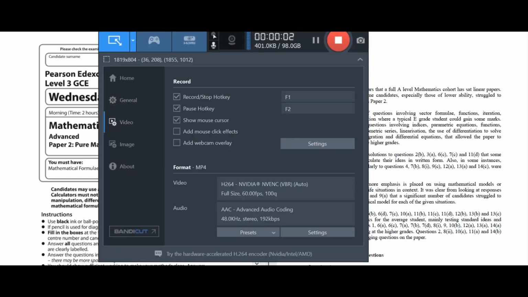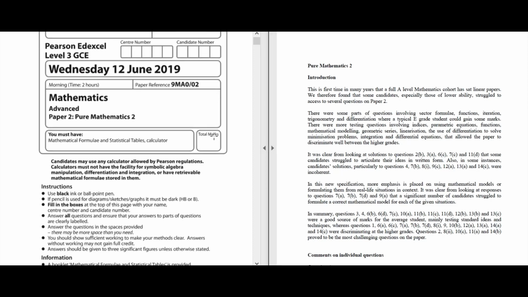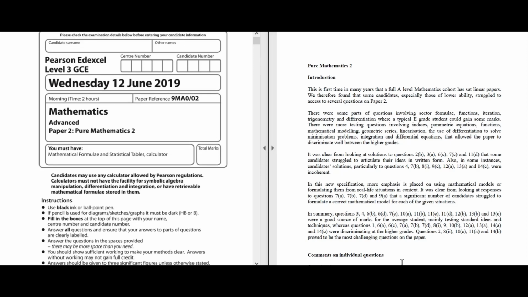Okay, so now in terms of the examiner report, let's read what's been said. This is the first time in many years that a full A-Level Maths cohort has had linear papers. Some candidates, those of lower ability, struggle to access a lot of questions. You can read about those questions in this examiner's report.